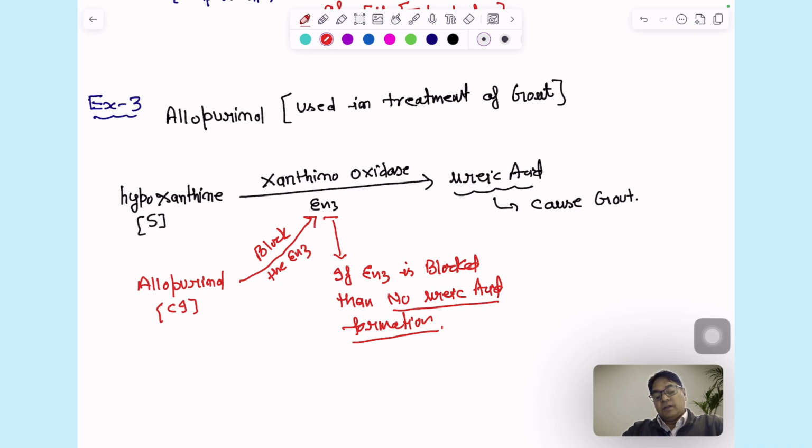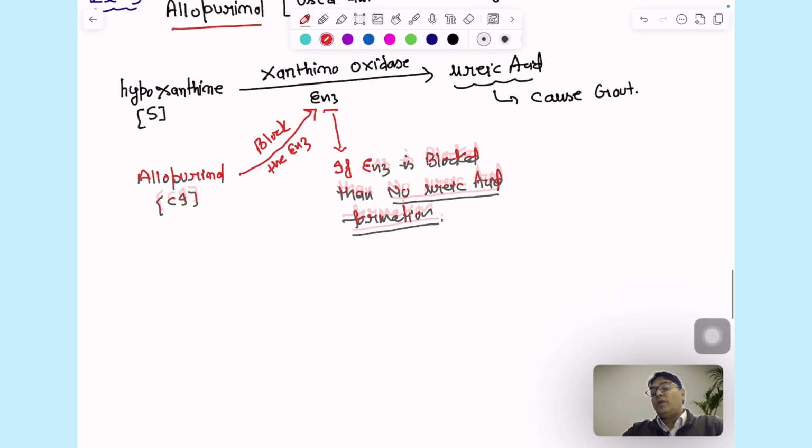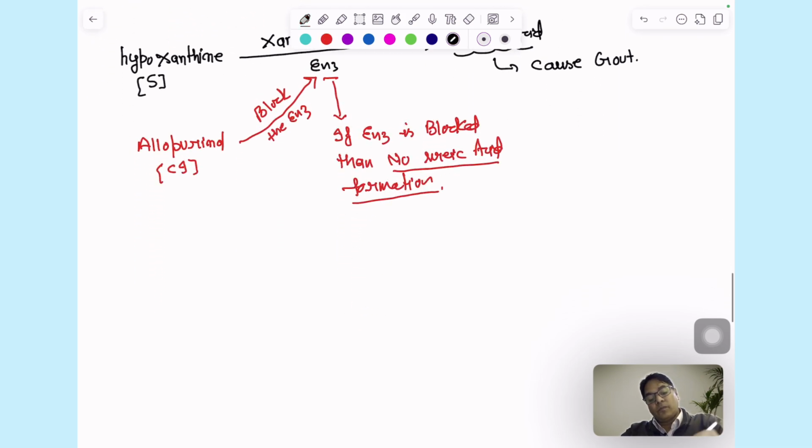Alright, so this is example 3, allopurinol, which is used in the treatment of gout. It is a competitive inhibitor. Now we come to another example, example 4. We are doing competitive inhibitors and their clinical manifestation.